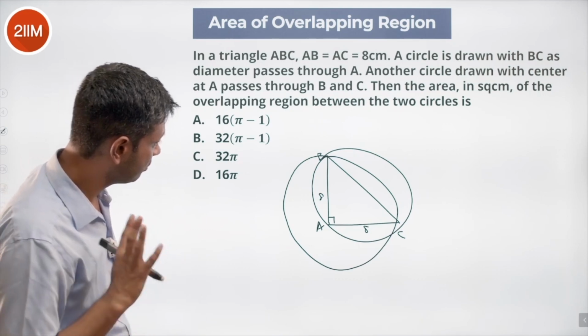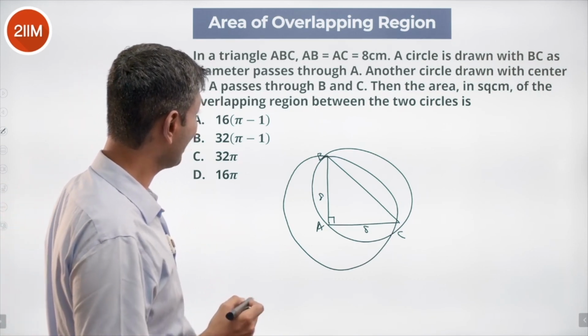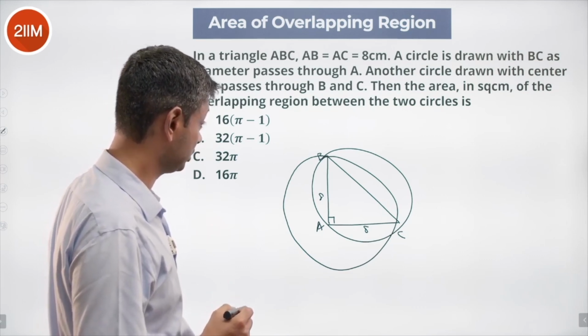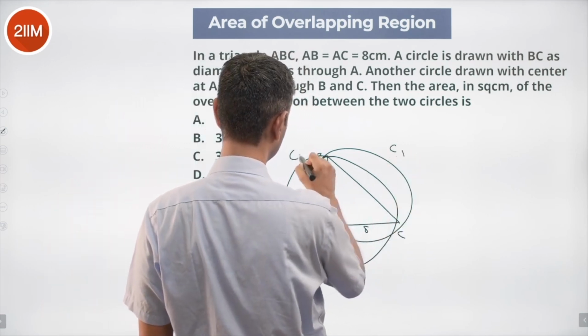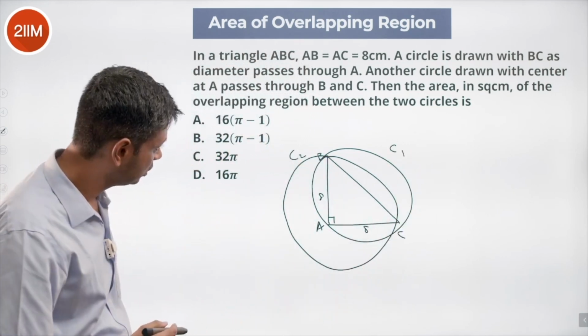Radius is 8. We've got circle 1, circle 2. Then the area in square centimeters of the overlapping region between the two circles is asked. So this is circle 1, this is circle 2. We want to find the overlapping region between the two circles.